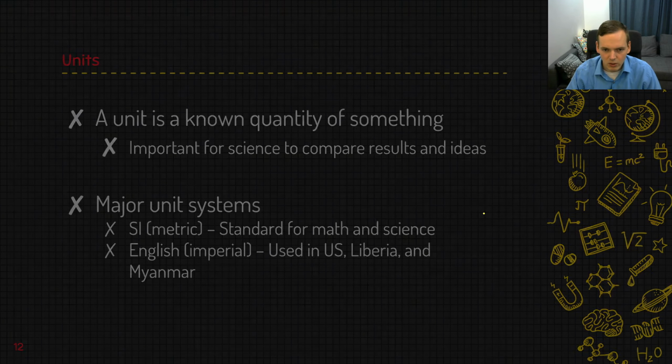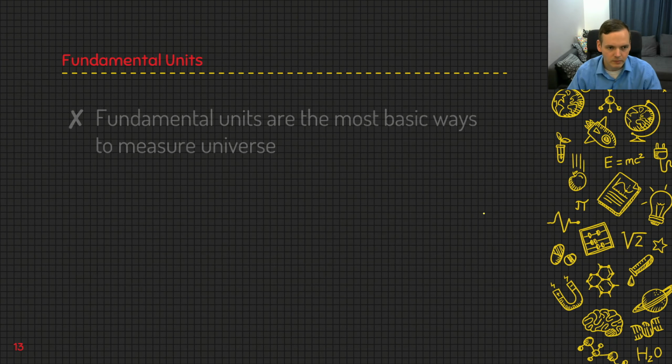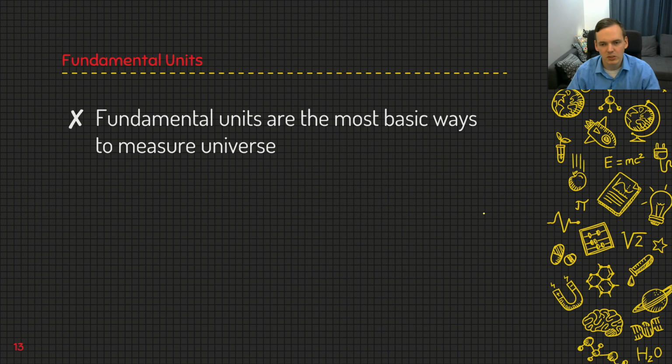When we're looking at units, we have fundamental units, which are the most basic ways to measure the universe. So there's 7 of these, and these can be used to measure all the basic things about the universe. Anything we want to measure can be measured in these fundamental units, or in some combination of these fundamental units.